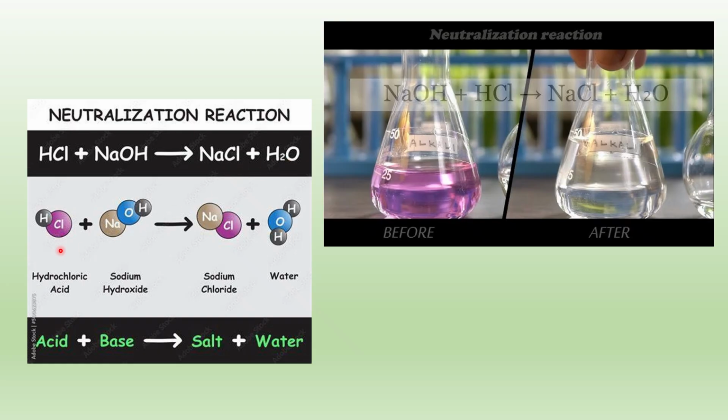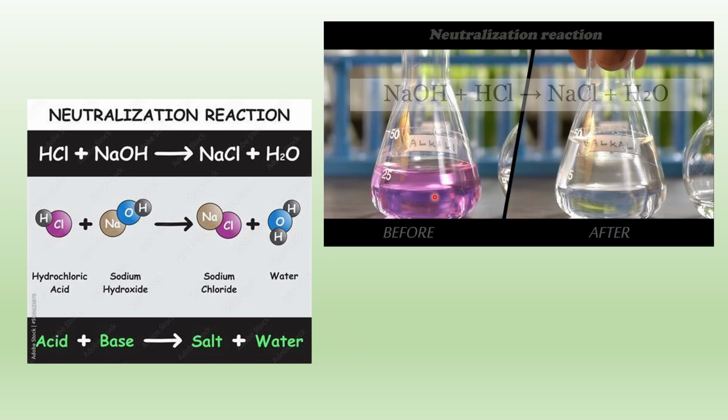If we represent the molecule in this way, observe that the sodium takes the chlorine and together they form the sodium chloride molecule, and the OH from sodium hydroxide reacts with H, and together they form water molecule.